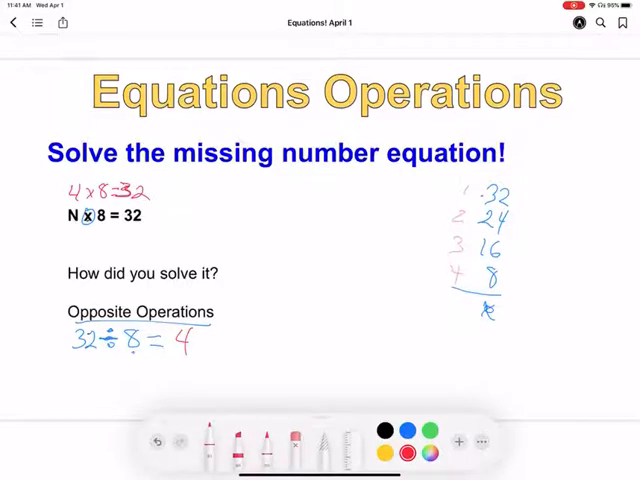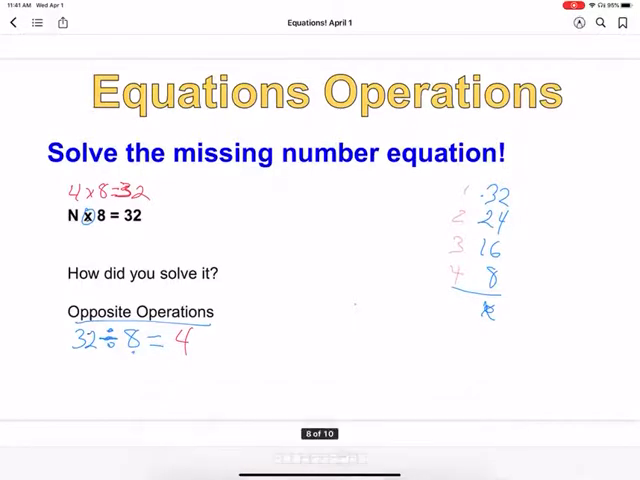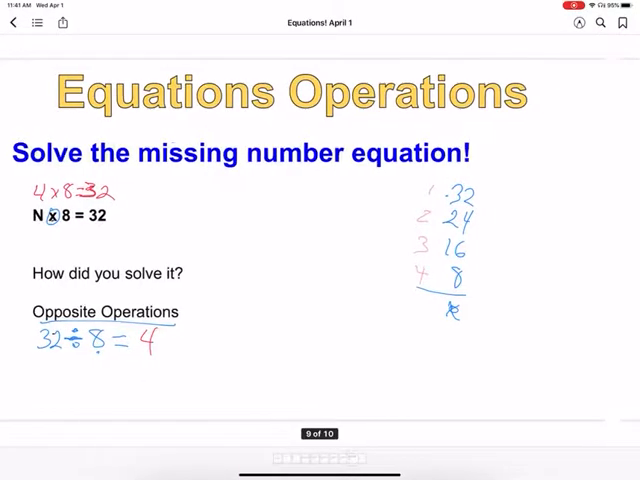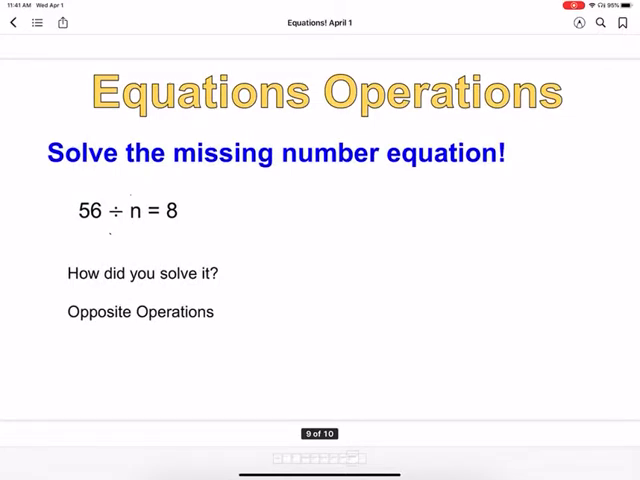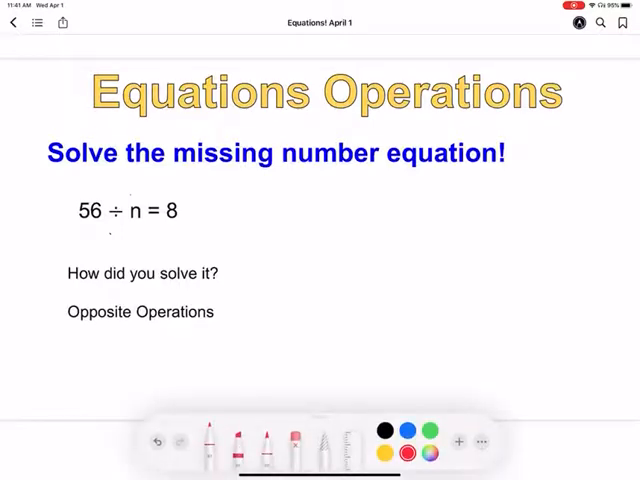Okay, the point is, opposite operations help you to solve missing number problems. Missing number problems are something you're going to see a lot, and you have seen a lot. One more slide of just practicing our operations. This time we have 56 divided by n. Okay, we're going to change the color to green. Again, we have that number we're going to turn into multiplication. So it's n times 8 equals 56.